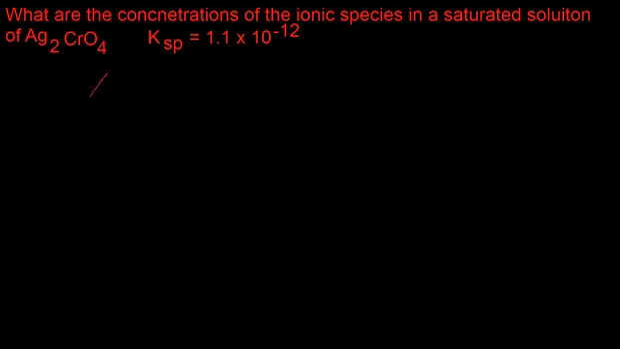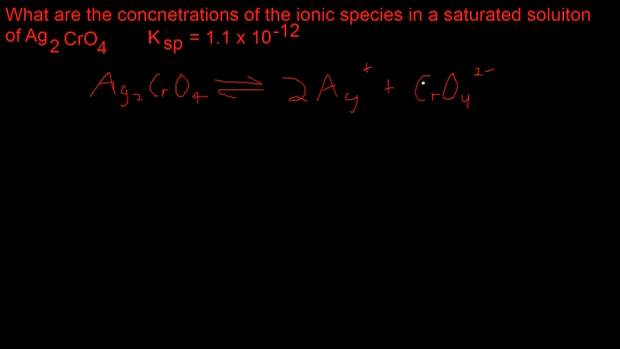So in this case, we have our Ag2CrO4, and it's going to be dissociating into 2 molecules of silver and 1 molecule of CrO4. Okay, so that means for every molecule of our Ag2CrO4 that dissolves, it's going to yield 2 molecules of silver and 1 molecule of CrO4.